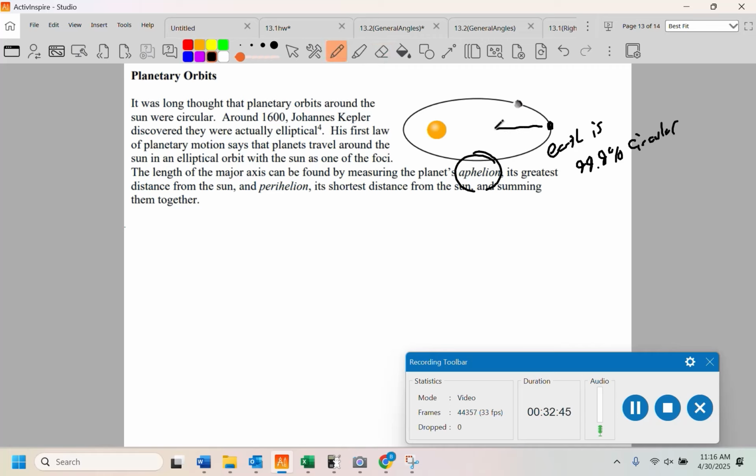This distance is the aphelion. This distance is the perihelion. I'm probably not saying that right. I'm not an astronomer. That's actually important to think about, okay?